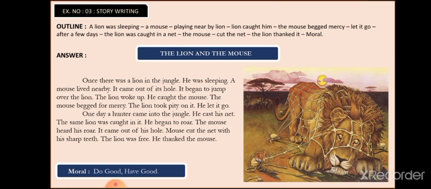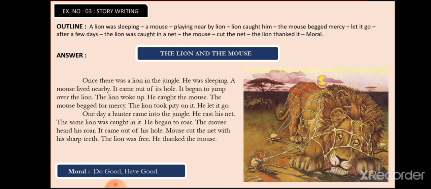Third story is the writing. The Lion and the Mouse. Outlines are given at the top. We will go through with the story. Once there was a lion in the jungle. He was sleeping. A mouse lived nearby.